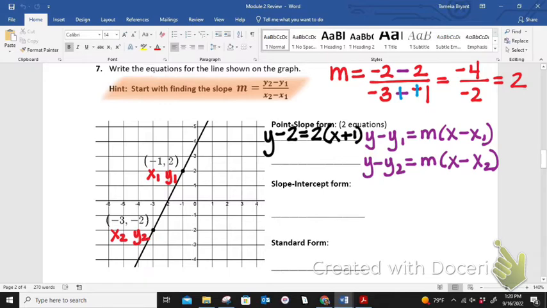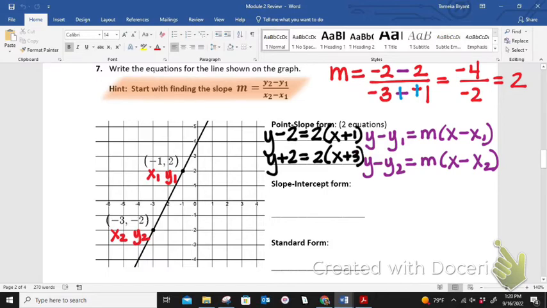Now let's write our second equation in point slope. Y minus y2. So see how y2 is a negative 2? So that means in the equation it's going to be y minus negative 2, which changes to y plus 2 equals m. And then x minus negative 3, which is x plus 3.